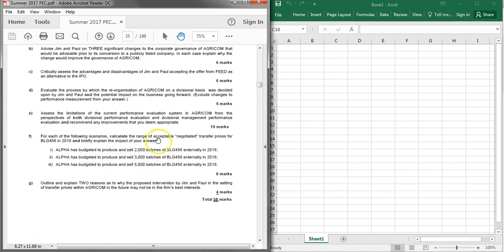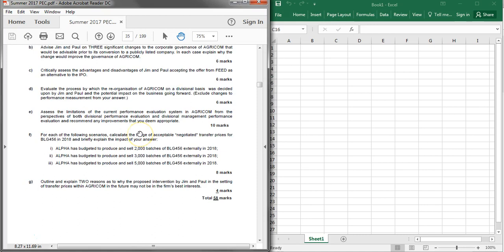So we're looking at part F, which asks us, for each of the following scenarios, calculate the range of acceptable negotiated transfer prices for this BLG 456 and briefly explain the impact on your answer. And you're given 3 different scenarios about capacity, and that's 8 marks, so you're about 16 minutes there. Then a small add-on as a narrative, asking you to explain 2 reasons why the proposed intervention by Jim and Paul in the setting of transfer pricing may not be in the firm's best interest. So 12 marks overall, about 24 minutes to do it in the exam setting.